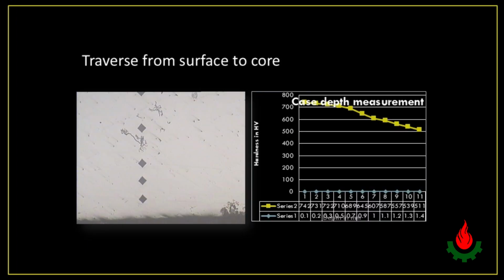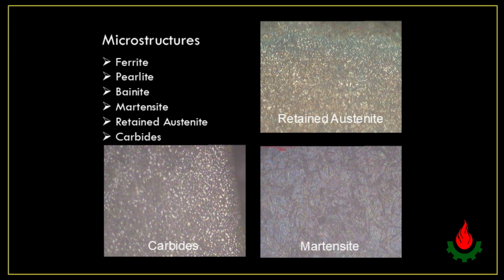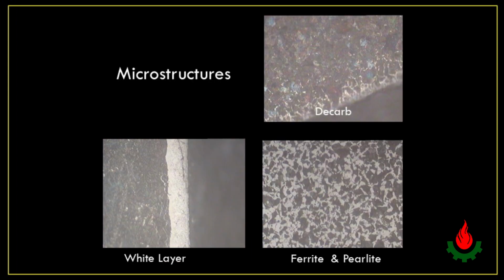Traverse from surface to core in heat treatment describes the material's thermal or structural changes from its hardened surface to its softer, ductile core. This balance is vital for applications needing a durable surface and a tough core, like case-hardened steel components. Some examples of microstructures for reference.